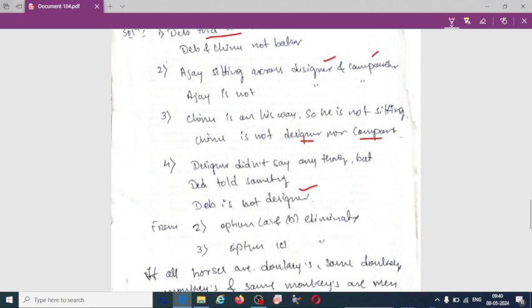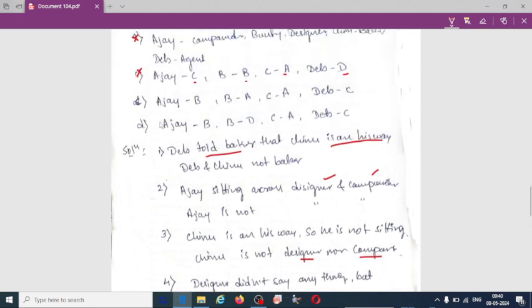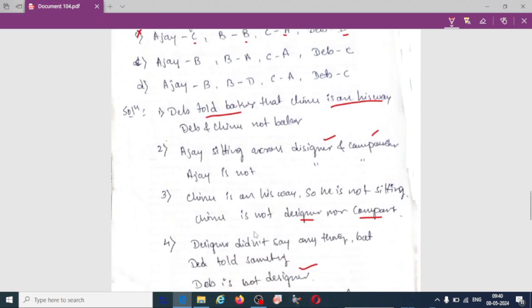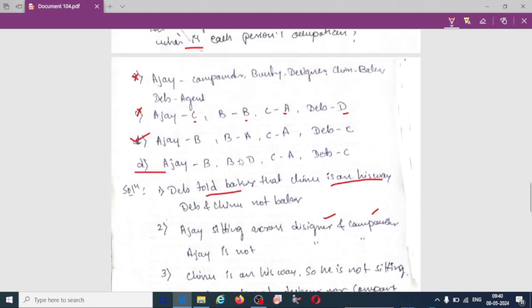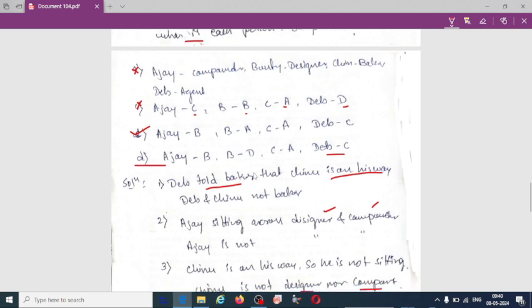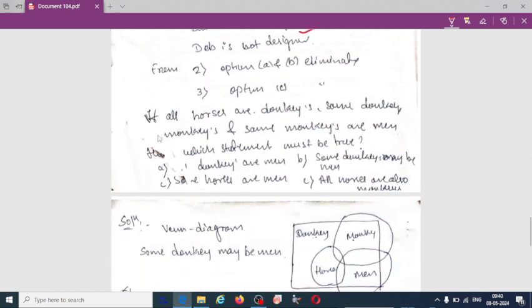From statement 3, Chinnu is on his way, so Chinnu is not designer or compounder. Option C also you can eliminate, you can weed out. So what is left? Option D: Ajay is a baker and Bunty is designer, Chinnu is agent and Deb is compounder. So next question.